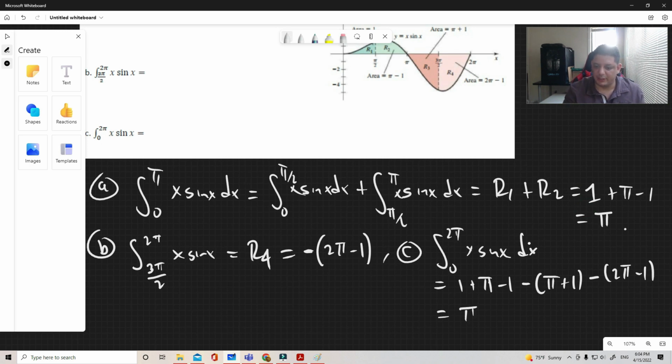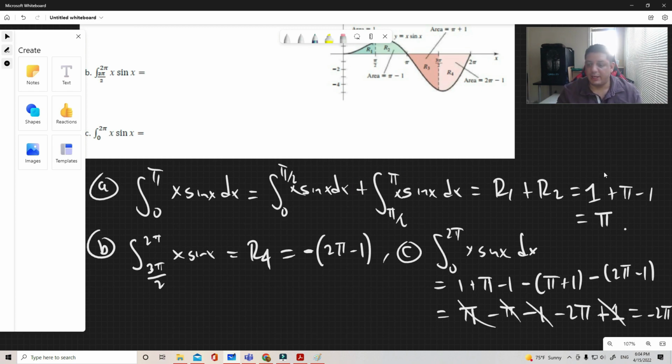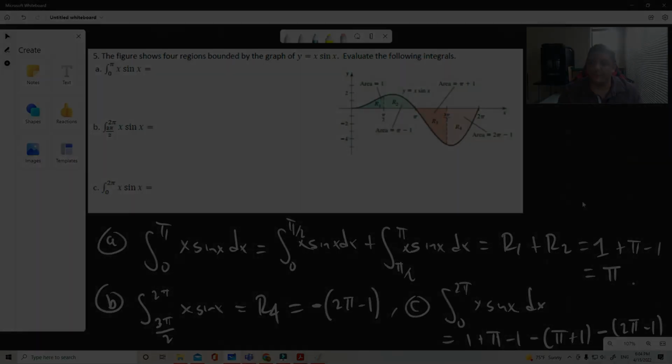We have a pi here going on, and then we get a minus pi minus 1 from this, and we get a minus 2 pi plus 1 from here. 1 is going to be canceled with minus 1, and pi is going to cancel with minus pi. So we're going to end up with a minus 2 pi for the value of the full integral from 0 to 2 pi. And that's the end of the examples for this section.